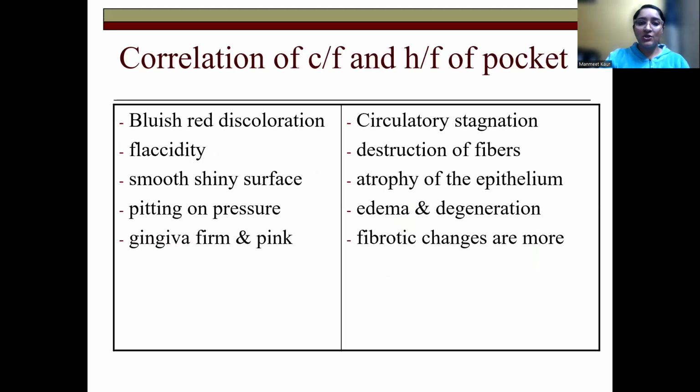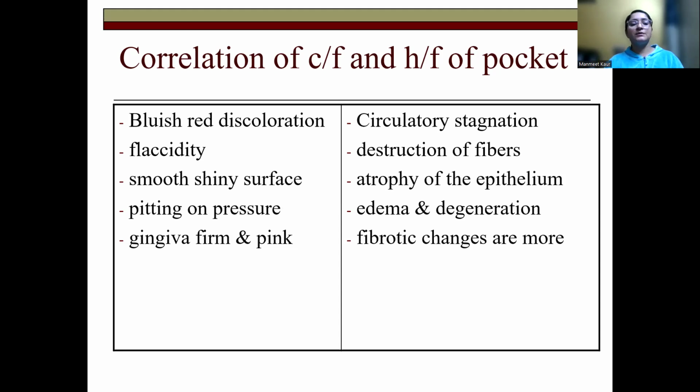Now, the correlation of clinical features and histological features. Why is the gingiva around the periodontal pocket bluish red in color? Why is it not bright red? It is bluish red because of stagnation of the blood in that area. There is so much engorgement of blood that the blood around that area is stagnant, and it appears bluish red.